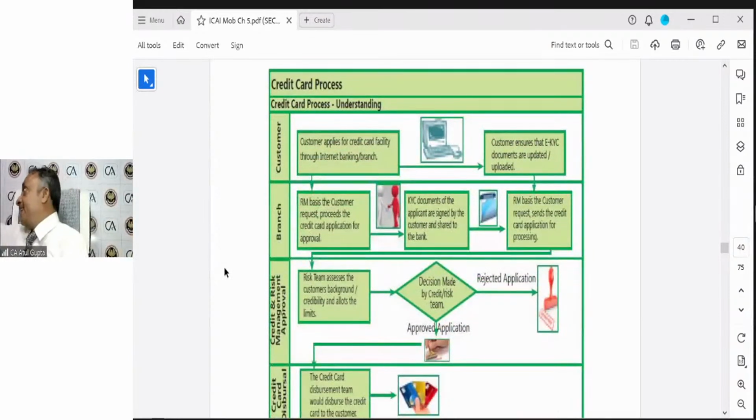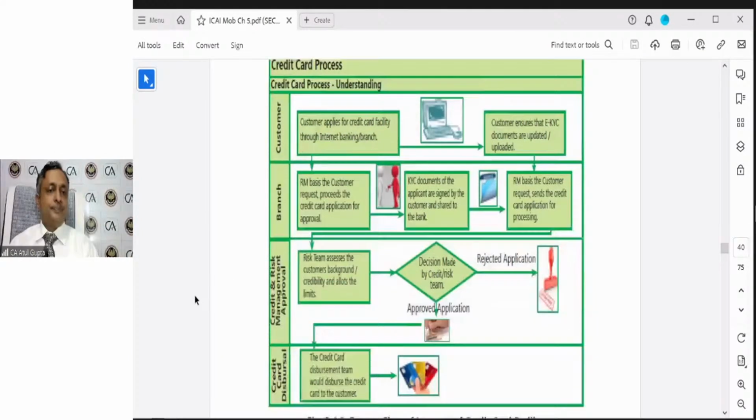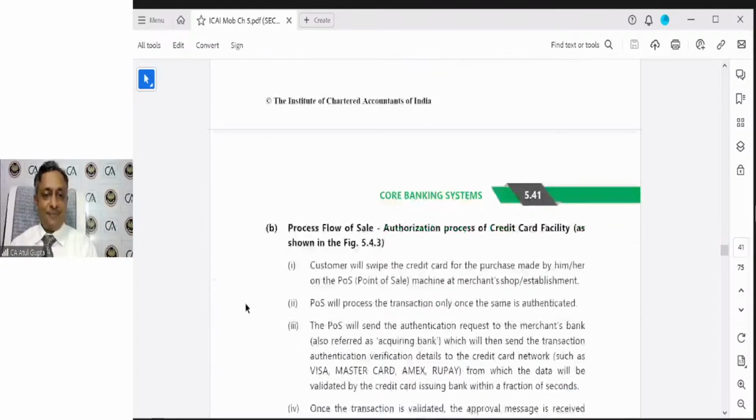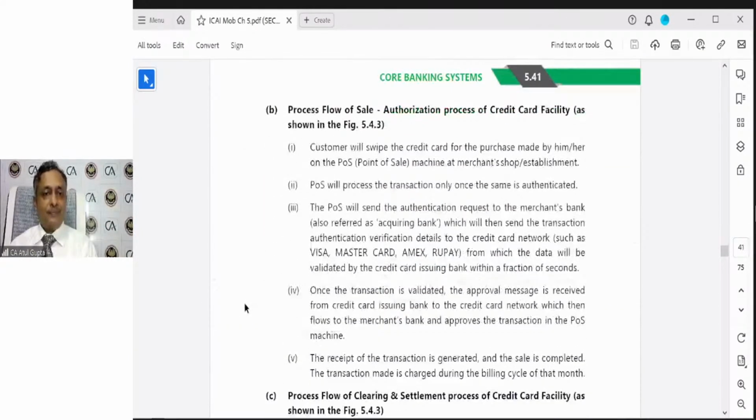So that is the flow of the credit card issuance. Then operating it. So now you have got the credit card and you are processing it. So we'll run through this fast. Customer will swipe the credit card for a purchase made by him or her on a point of sale terminal at a merchant shop establishment. We have talked about the point of sale terminal, the machine on which you swipe your card.